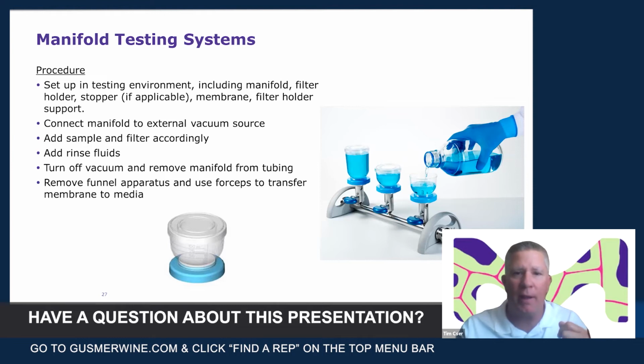But we're going to connect it to our vacuum, and we see our little handles there. We're going to open it and pull our sample through, and then remove that filter and put it on a media of your choosing, whether it's tomato juice, WL, Sabdex agar, whatever it might be.